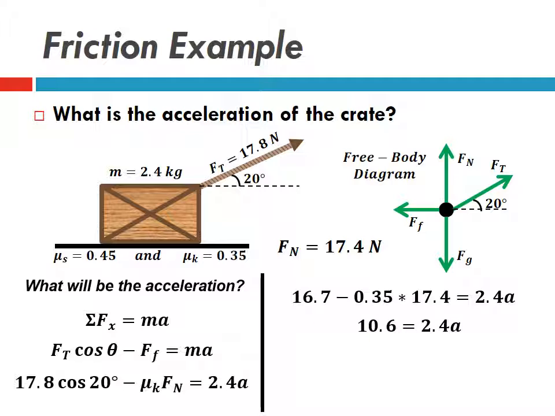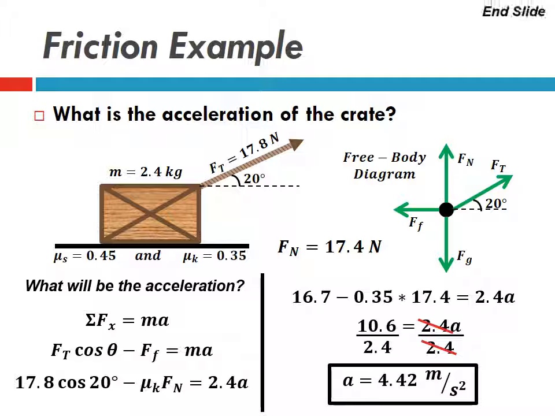That's a net force of 10.6, and you can see that that's greater than the net force that we had before. The reason we have more net force now is because our friction decreased, and since our friction decreased, our total net force is going to increase. Now we have more force forward than backward than we did before, so we have a greater net force. We divide both sides by 2.4, and we find that our acceleration is going to be 4.42 meters per second squared.